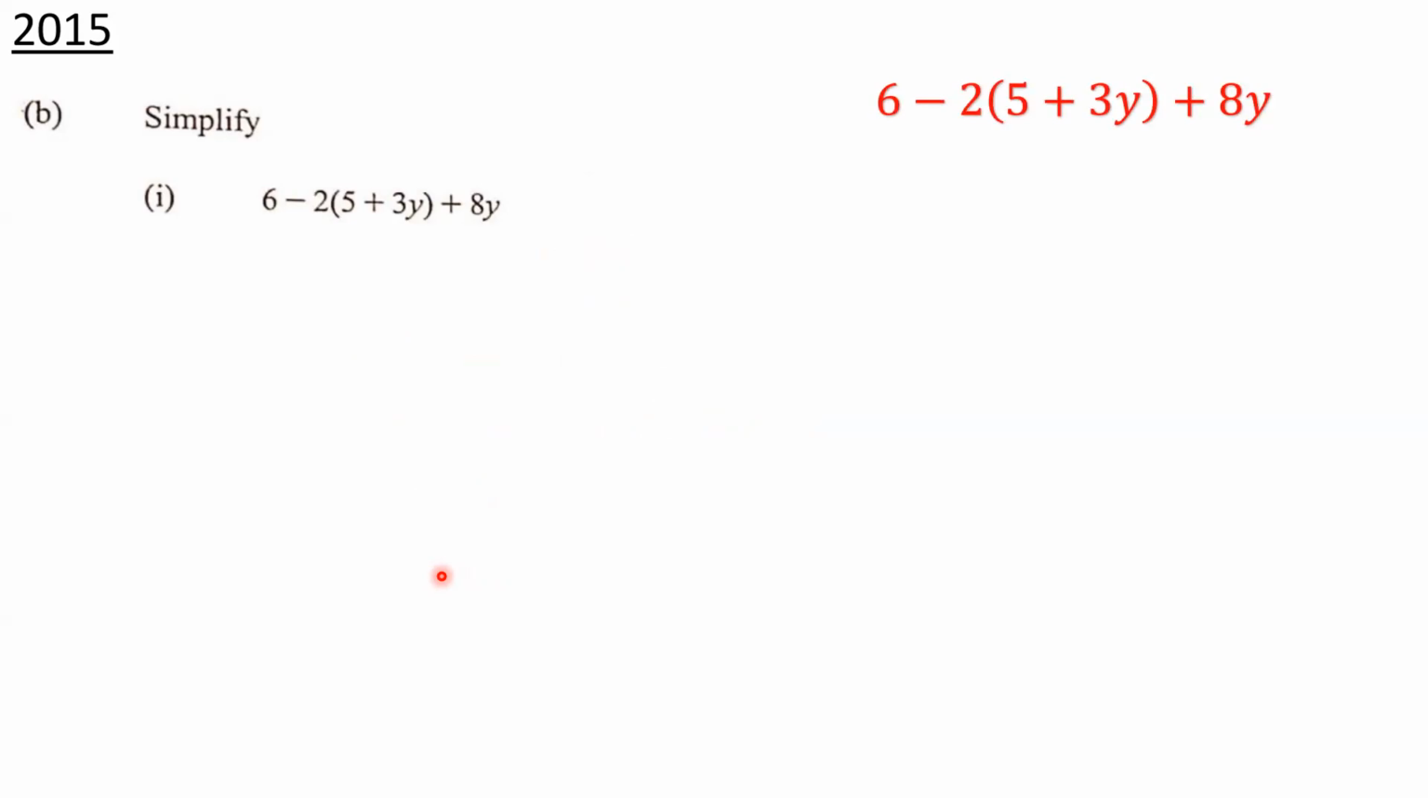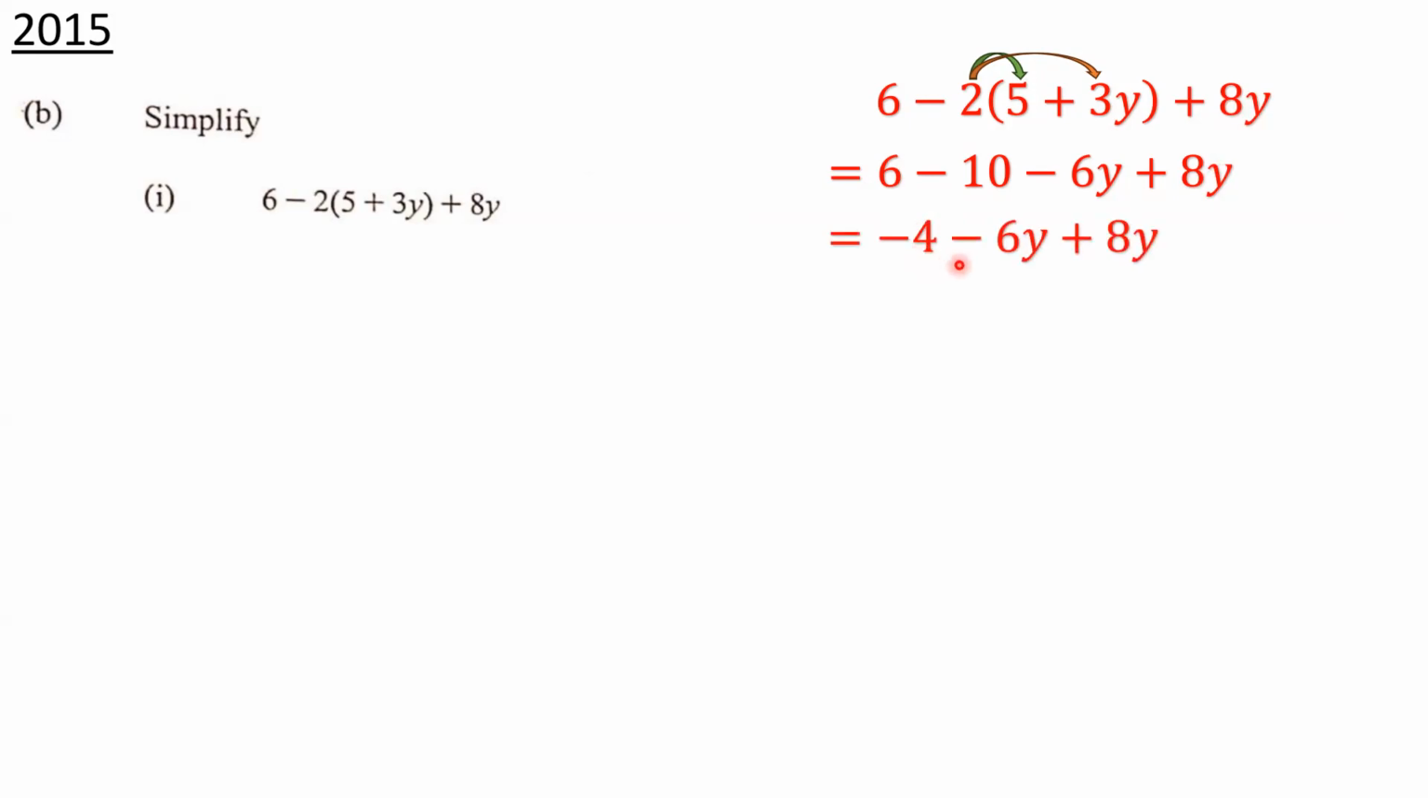Here we have 6 minus 2, bracket 5 plus 3y, close bracket plus 8y. The first thing we're going to do is multiply the negative 2 by everything inside of the brackets. So negative 2 times 5 is negative 10, and negative 2 times 3y is negative 6y. Then we bring down the 6 and the 8y. We already have them grouped in like terms, because we have negative 6y plus 8y, and we have 6 minus 10. What is 6 minus 10? 6 minus 10 is negative 4, and negative 6y plus 8y is definitely positive 2y, so our answer is negative 4 plus 2y.